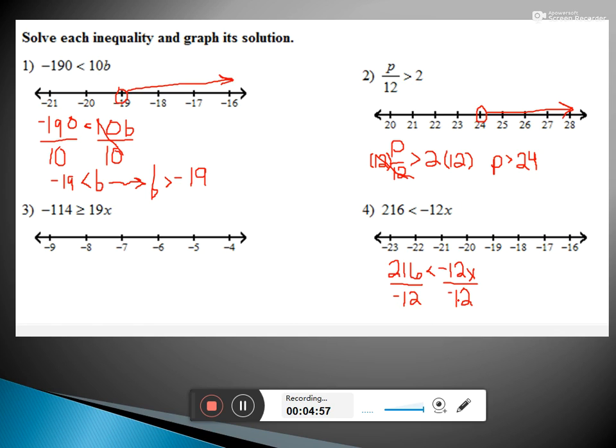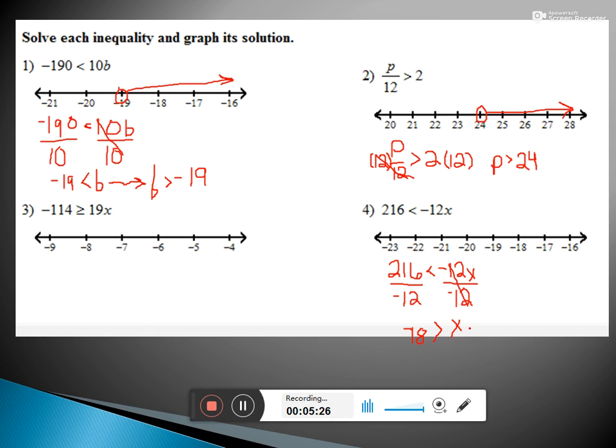Okay, so I want to make sure that I switch that. Negative 12 divided by negative 12 is just a single x. When we divide 216 by 12, we get 18. A positive divided by a negative is a negative. So we have negative 18 in x, but because we divided by a negative, our less than sign has to become a greater than symbol.